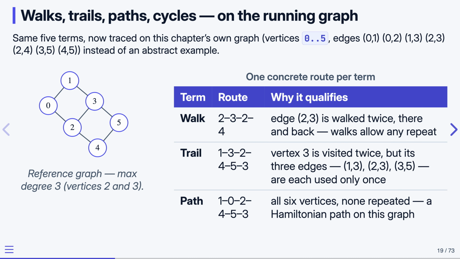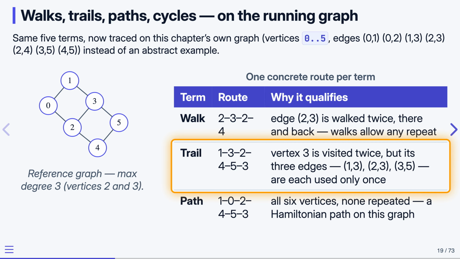Let's trace those same 5 terms on this chapter's own graph, instead of an abstract example. This is the reference graph, with vertices 0 through 5. Its highest degree is 3, at vertices 2 and 3. For a walk, take 2, 3, 2, 4. The edge 2, 3 is walked twice, there and back, and walks allow any repeat.